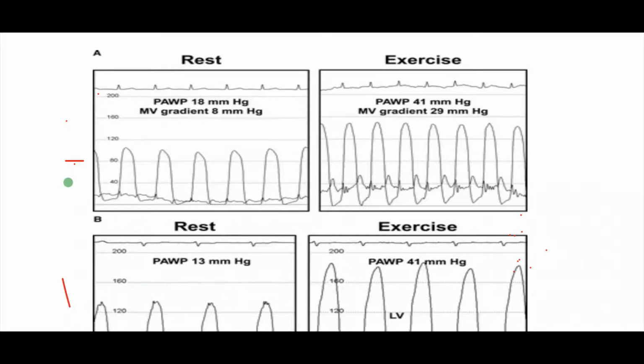So his limbs are busy doing the exercise, but the upper torso is fine and there is no motion, so you can do your cath without problem. So this is the only way you can do an exercise test in the cath lab. They did the exercise test, and what they got is the capillary wedge went up to 41 from 18, and the mean gradient shot up to 29 from 8.